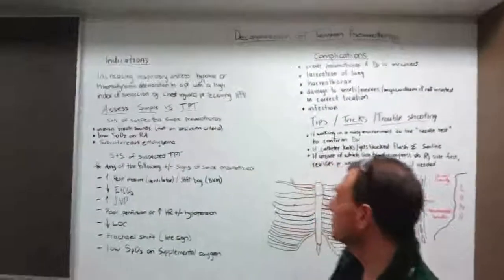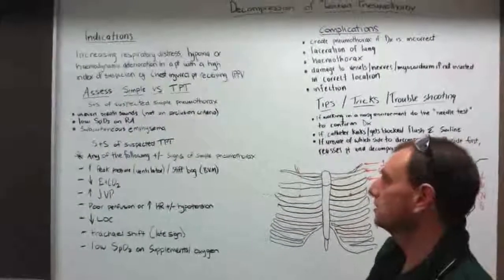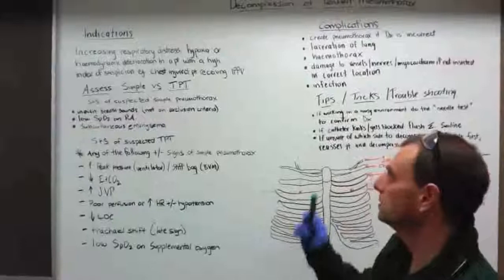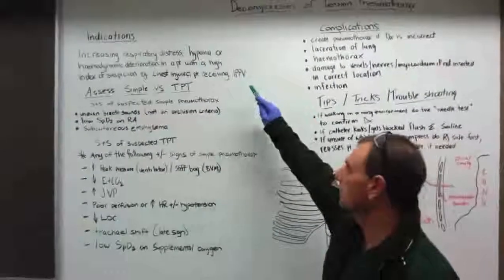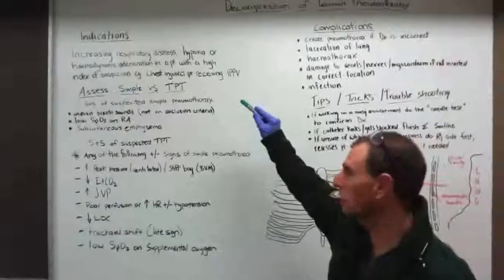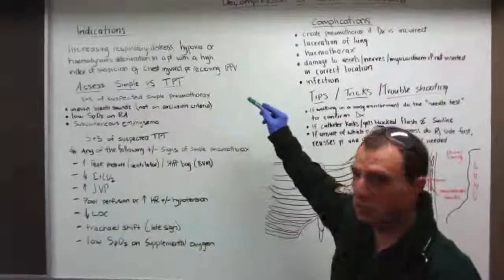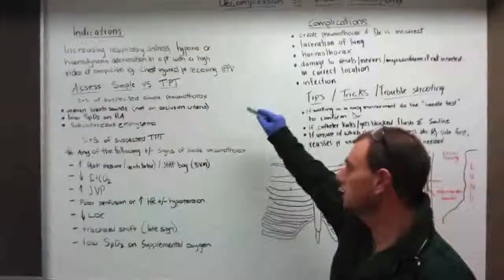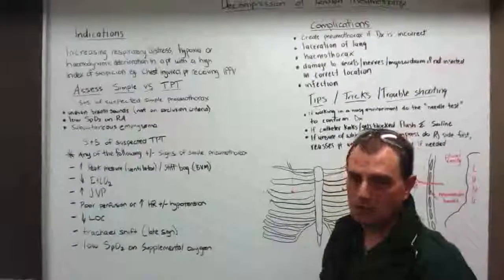Some of the indications for decompressing a suspected tension pneumo are increasing respiratory distress, hypoxia, hemodynamic deterioration, and a patient with a high index of suspicion, such as a chest injury patient receiving IPPV. They're particularly prone to getting TPTs. So you need to assess whether it's a simple pneumo or a tension.